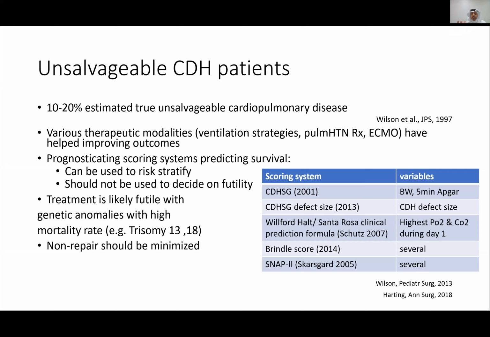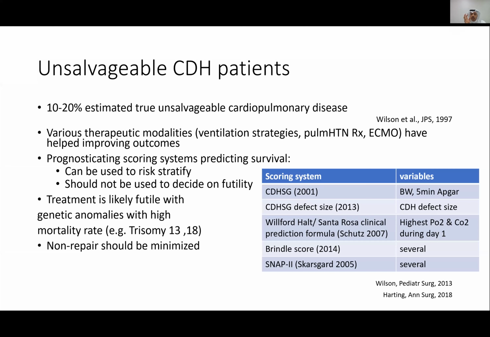Now, can you depend on those scoring systems? You probably can use them as a tool, but you cannot depend on them to decide to stop treatment. It is very important. These are good mainly for research purposes and for resource utilization, but you cannot really use them for individual patients. You can use them to have a discussion with families, but don't depend on them mainly to decide treatment.